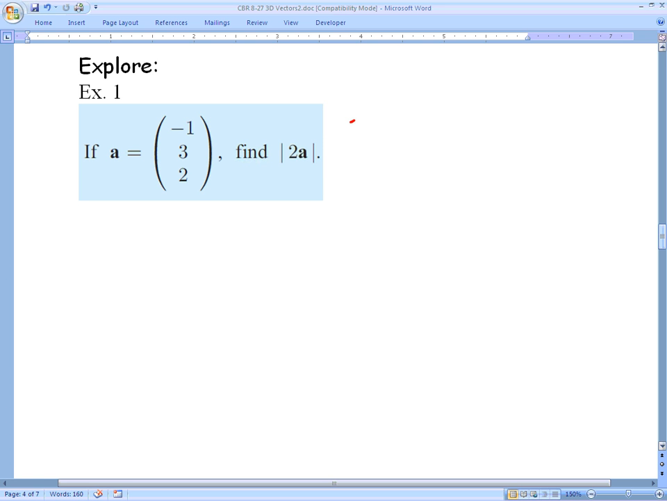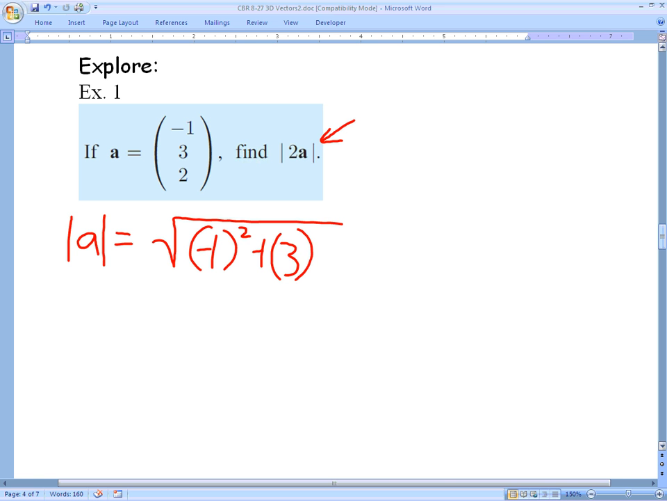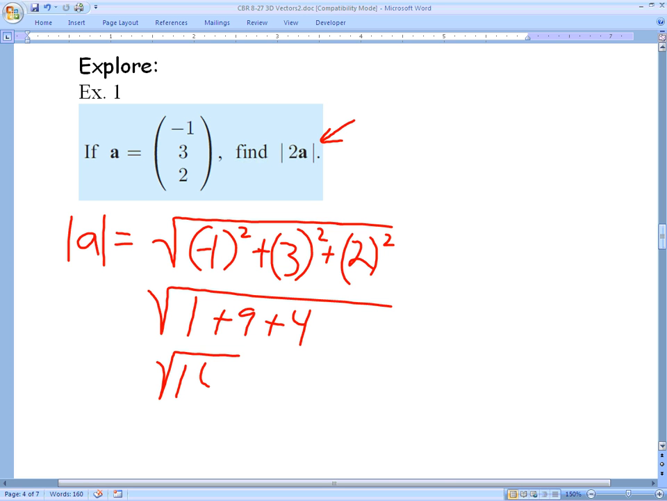And then we've got this statement here, find what looks like absolute values, but we know that means magnitude, so find the magnitude of 2A. Well, 2 is already a scalar, so its magnitude is 2. A, we need to find the magnitude, so let's start with that. The magnitude of A would be equal to the square root of (-1) squared plus 3 squared plus 2 squared. That becomes 1 plus 9 plus 4, which is the square root of 14, and that's equal to the magnitude of vector A.